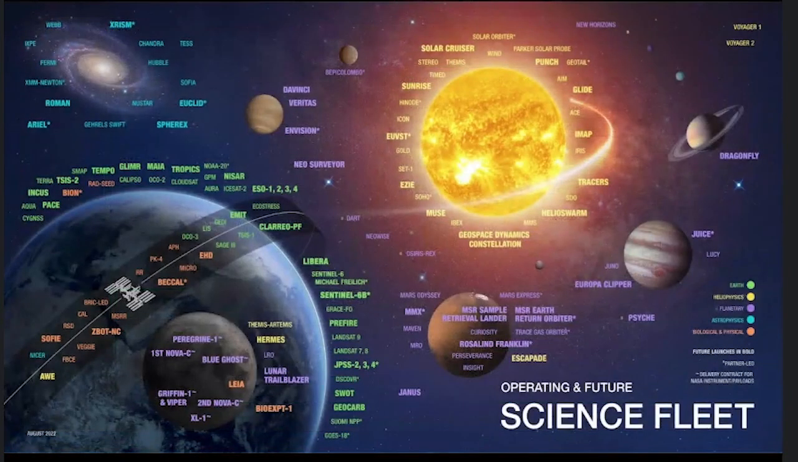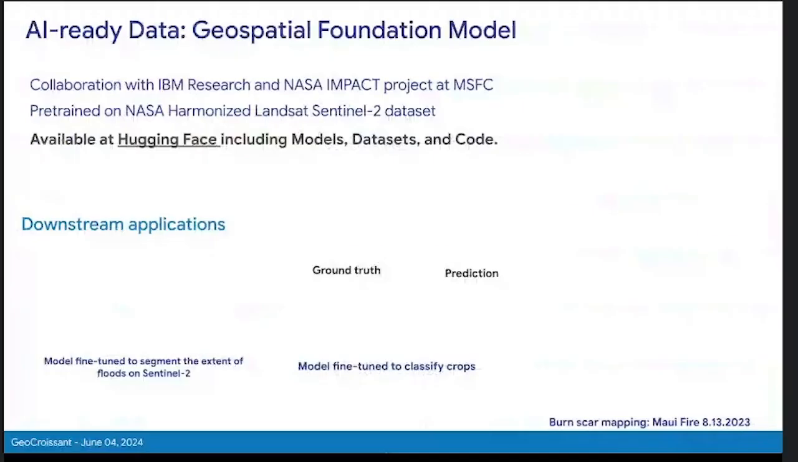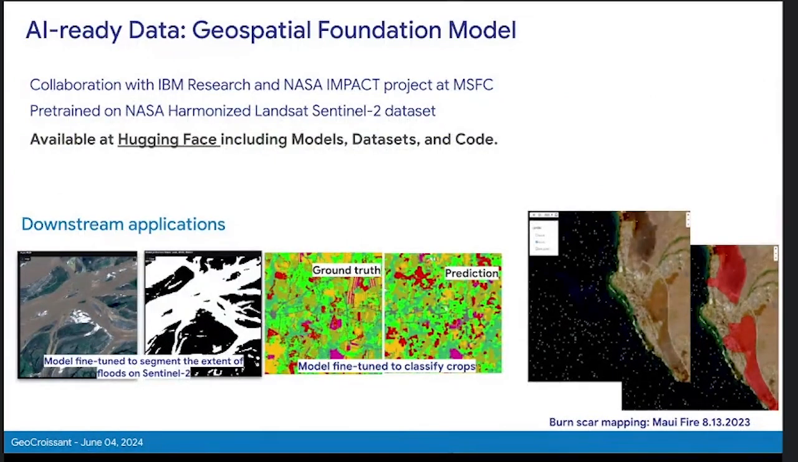Now, coming back to the main point of how we can introduce geospatial datasets into this, and what we are proposing from the impact side. This is an example of all the operating and future science fleet, which consists of ongoing missions and also future missions which would be coming in. So we are expecting a lot of data, and it is already there, but it is expected to increase very much.